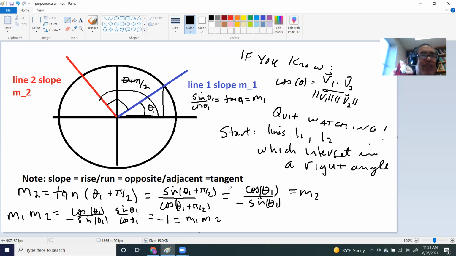Okay, so that is how you do it. I won't deny that doing it with vector calculus and a dot product is a lot better. But if you don't know vectors, this is what you have to do, or something like this. Thanks for watching.